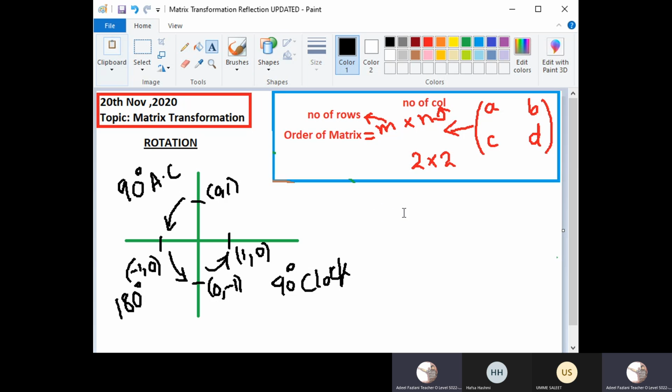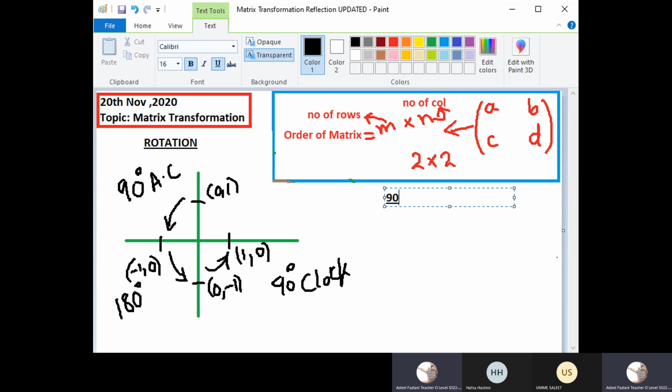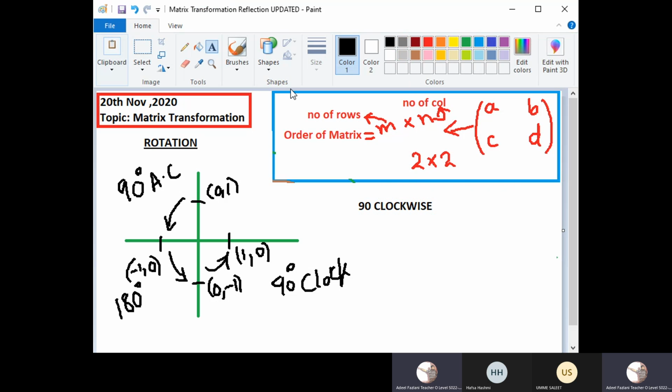First of all, if I'm talking about 90 degree clockwise, if I'm going to ask you to reveal the transformation 90 degree clockwise, so can you tell me, how do you reveal 90 degree clockwise this time? Yes, Umme Salith.